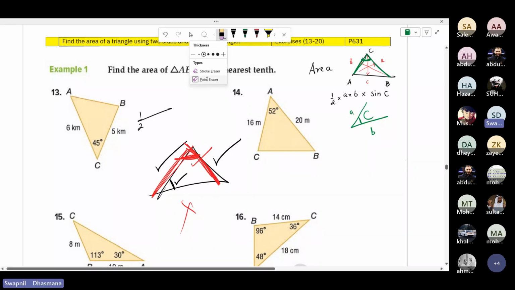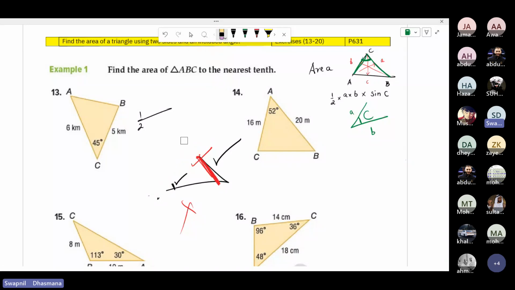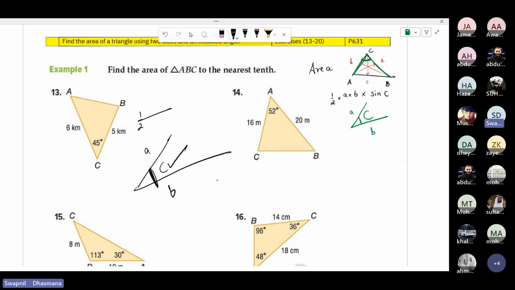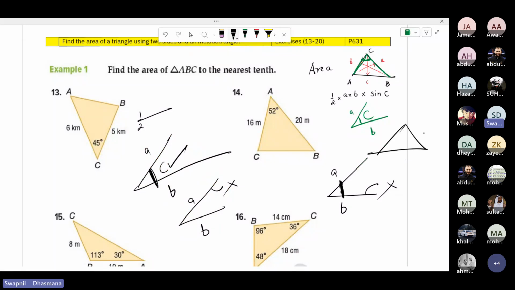Not all. One minute, let me try again. The angle must be between the two known sides. And if it's A, B, it has to be here. If you have it like this, A known, B known, C known, that is wrong. It has to be set here.